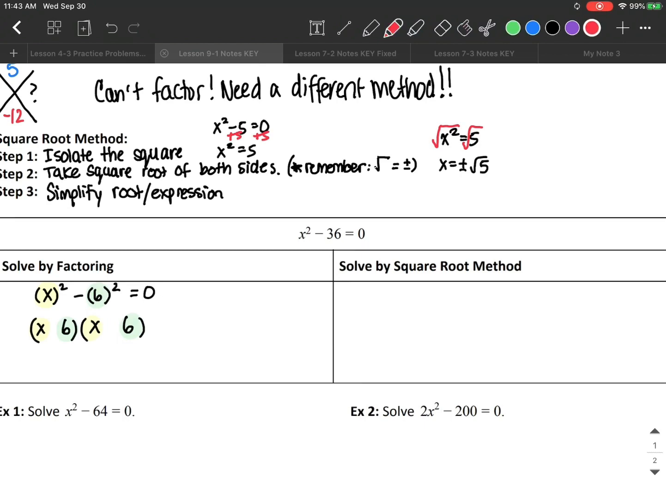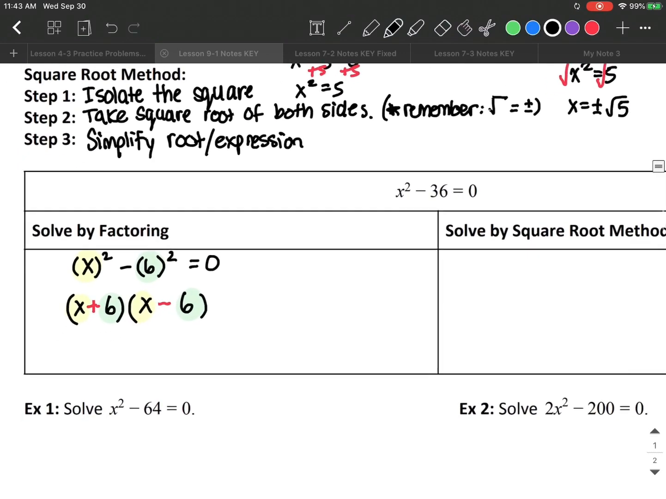In one of the parentheses, I have plus, and in the other, I have subtraction. That way, that middle term is going to cancel out. And this is my answer. Sorry, that's my factored form. I apologize. And then I have to write the two equations from there.